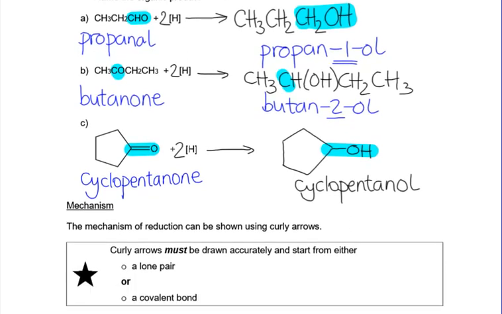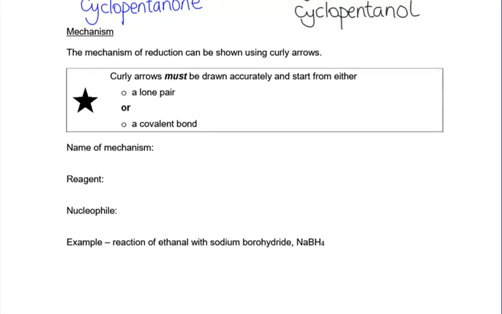So how does this happen? Let's take a look at the mechanisms, reminding ourselves that curly arrows must start from a lone pair or a covalent bond, because we know that a covalent bond is a shared pair, and that is because curly arrows show movement of a pair of electrons. They show the direction of the movement of that pair.